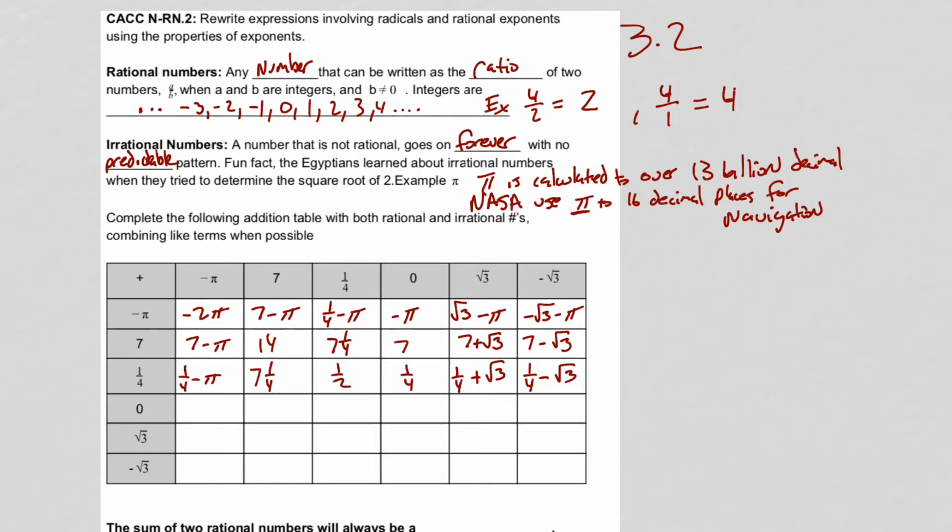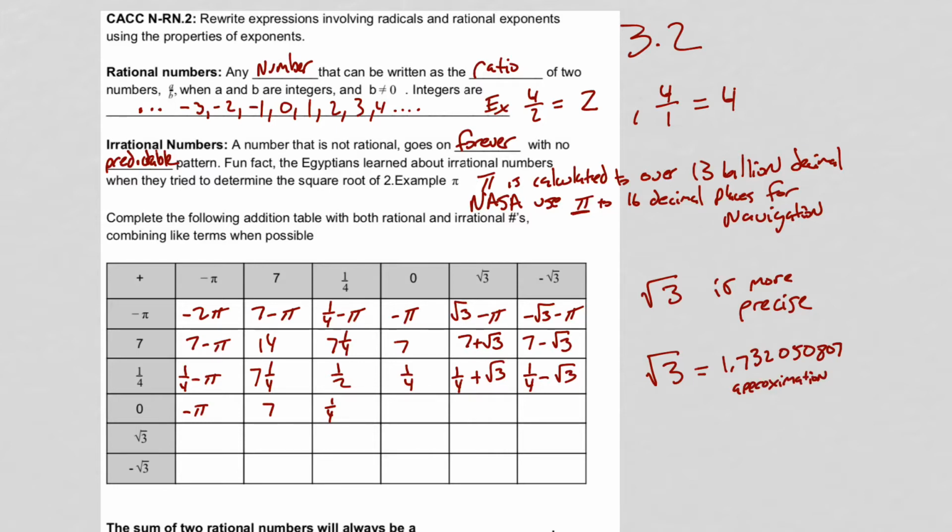Now, the square root of 3, for example, does have a decimal number, but the decimal, believe it or not, is actually less precise than the square root of 3. This is more precise than what you get in a calculator. Right, and if you type that in the calculator, it's like 1.732050808007. It just keeps going. Right, this is like an approximation. This is exact.